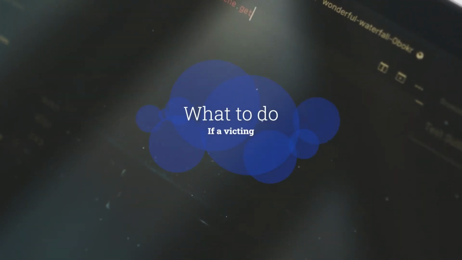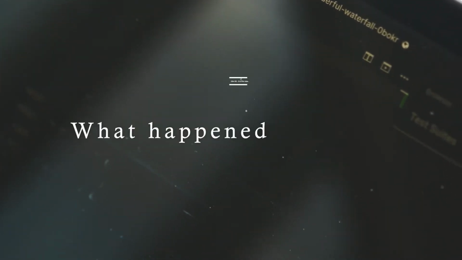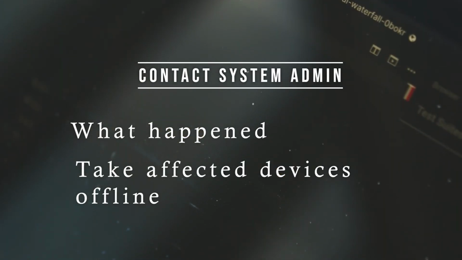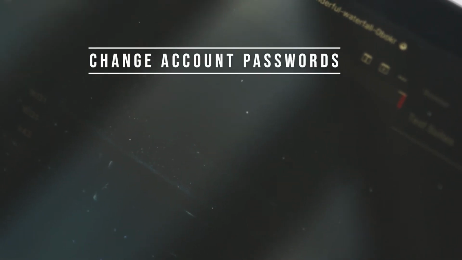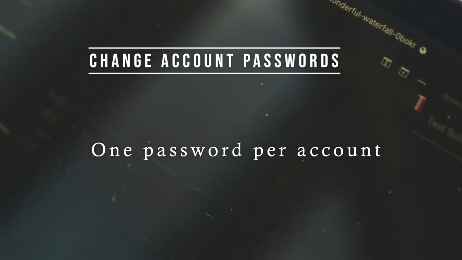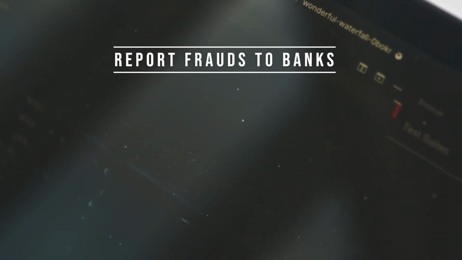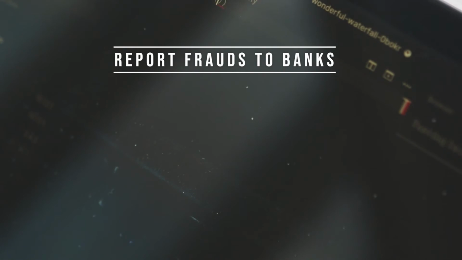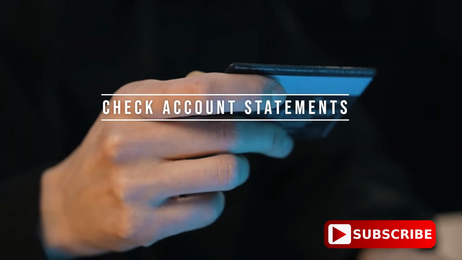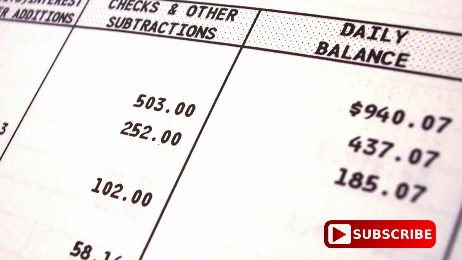What should you do if you fell victim to a phishing attempt? Contact your system administrator if you are on a work computer. Inform them what happened and take the affected devices offline. Immediately change all passwords associated with your accounts. Make sure you use different passwords for different accounts. Report any fraudulent activity to your bank and credit card company. If you think your credit card details were stolen, close the cards immediately. Review your credit card and bank account statements to identify any suspicious withdrawals and transactions.